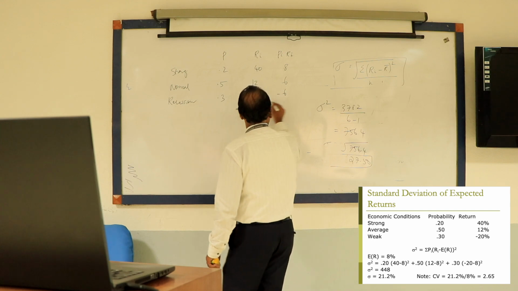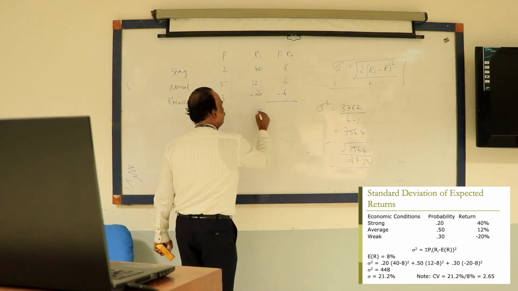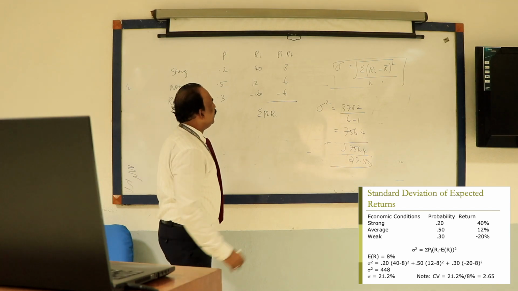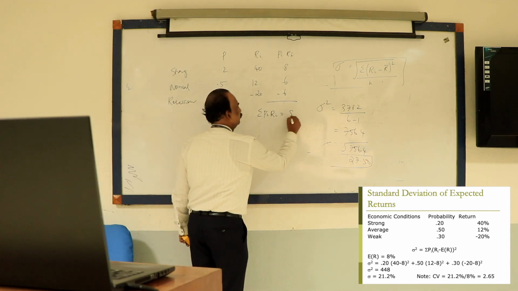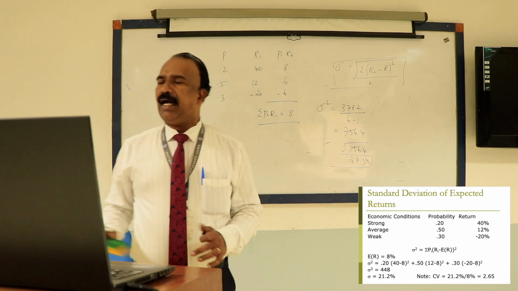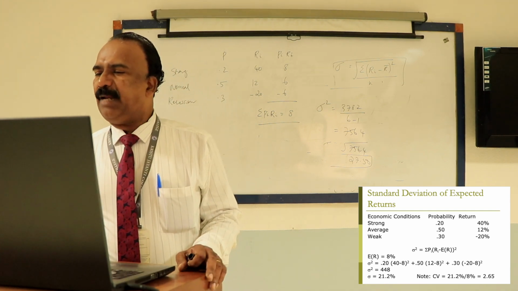So now, please look at that. Sigma pi Ri is 8. Is that clear? Sigma pi Ri is 8%.